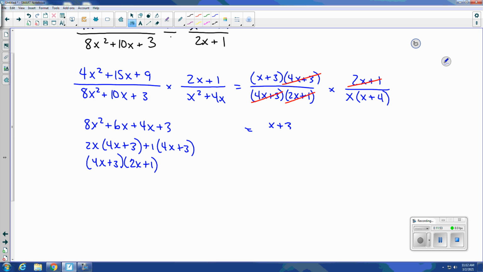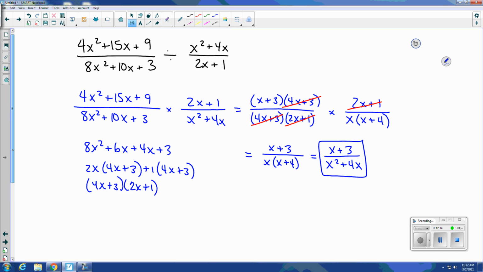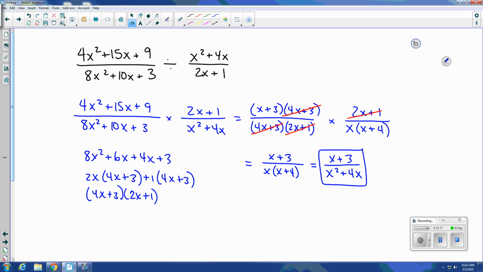We have x plus 3 on top, and we have x times x plus 4 on the bottom. If we want to reformat this so it's not a product of terms, but rather just a single polynomial expression on the top and the bottom, we can have this. So there is a rational expression that is the most simplified version of the original division problem. So when dividing these two rational expressions, this is the simplified result. Division is just multiplication in disguise, and that is what you're going to do when you see a division problem: reformat.